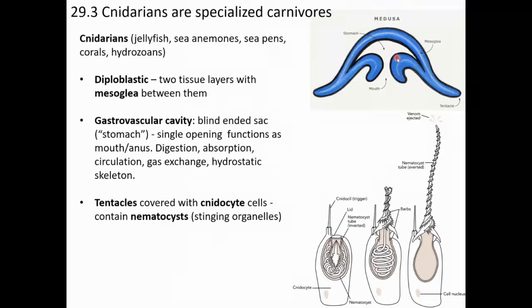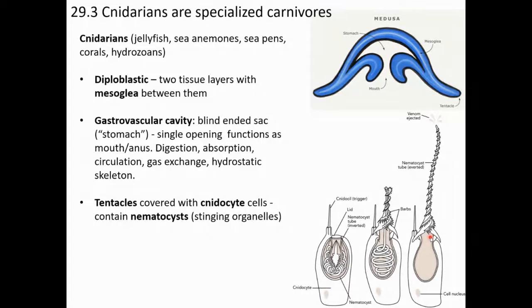Okay. Now, how do they capture food? Well, they use their tentacles, and what the group is named after is these types of cells that they have, especially in the tentacles, not shown in the simplified version here, called cnidocytes. These are special stinging cells that have these nematocysts inside of them. These are stinging organelles. This is a diagram of them here.